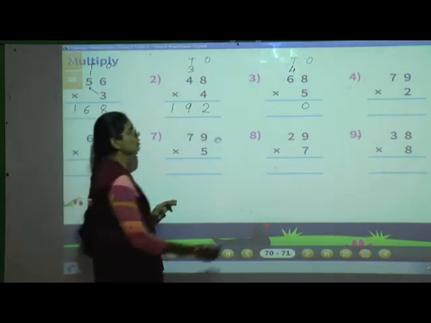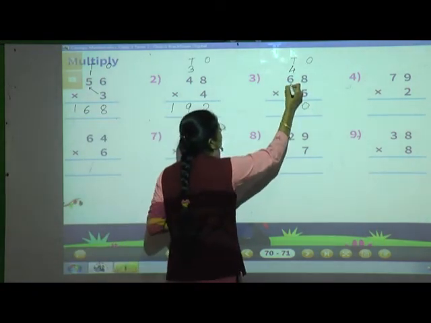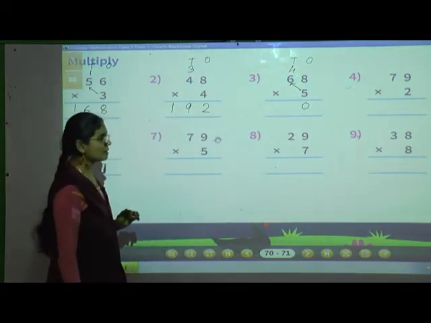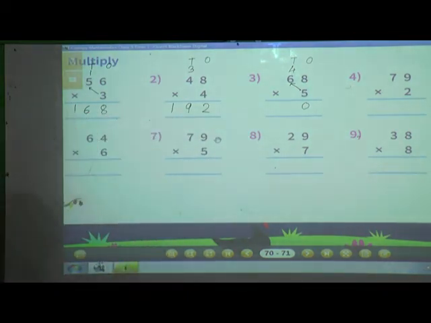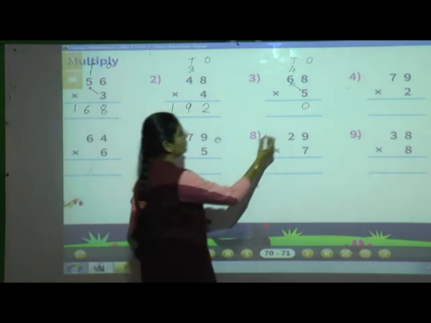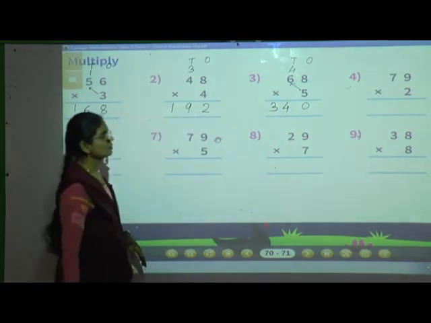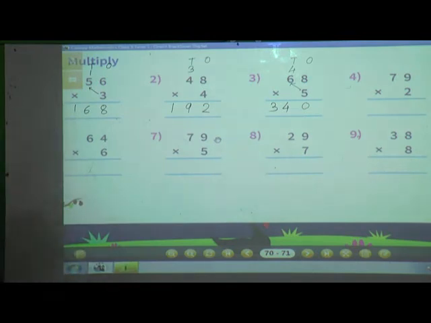Then what we will do? Yes, 5 into 6 tens. 5 6s are, yes, 30. 30 plus 4, 34. So write here 34. Okay. Then see the fourth one.